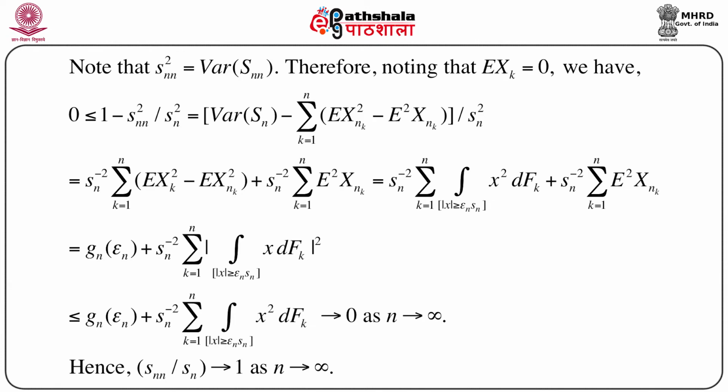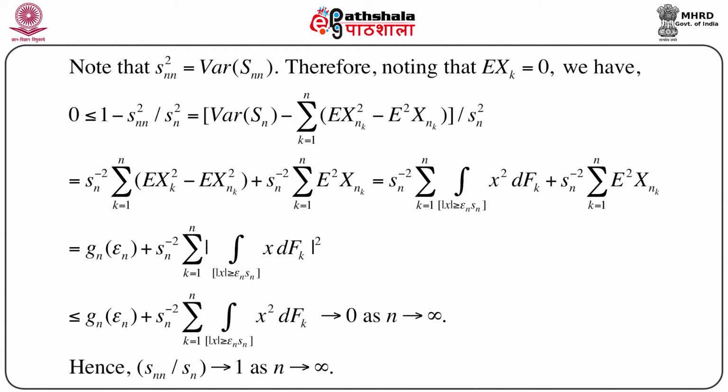So note that s_n² equals the variance of capital S_n, and we know that the expectation of X_k equals 0. So we naturally have 0 ≤ 1 − s_nn²/s_n², which equals Var(S_n) − Σ_{k=1}^n [E(X_nk²) − E²(X_nk)], the entire thing divided by s_n².